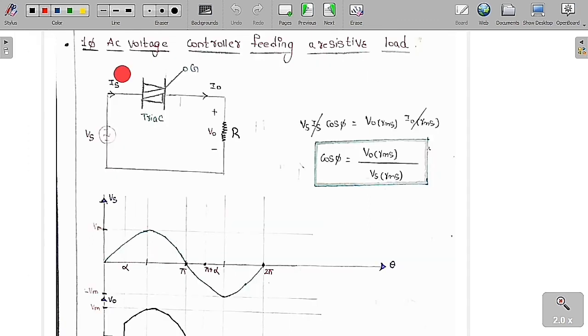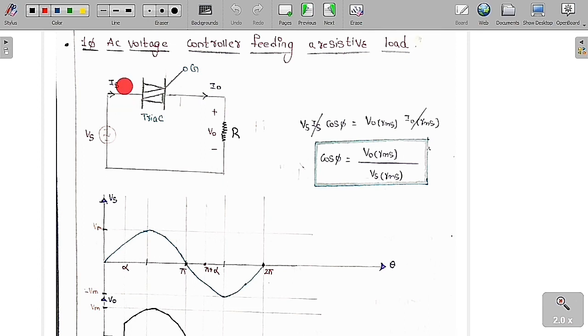Now we are going to discuss the single phase AC voltage controller feeding a resistive load. So this is a single phase supply AC voltage controller feeding a resistive load. This is a resistive load, and this is called an AC voltage controller. This is a triac we are going to use.